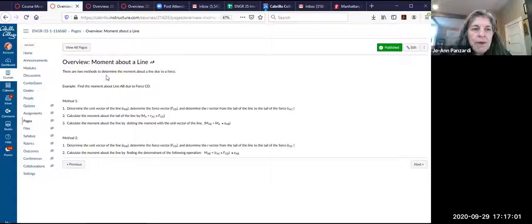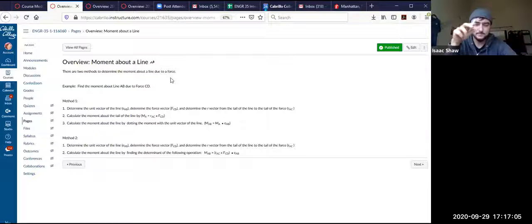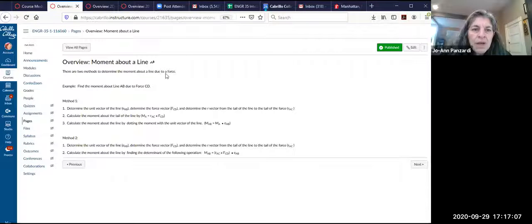There are two methods to determine the moment about a line due to a force. We have a force and we're trying to find the moment about a line. So let's say in this example, you're trying to find a moment about line AB and the force is on CD. Method 1, option 1, is determine the unit vector of the line, determine the force, and determine the R vector at the tail of the line.